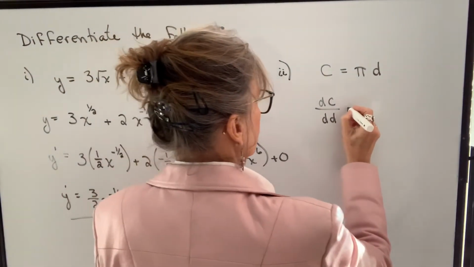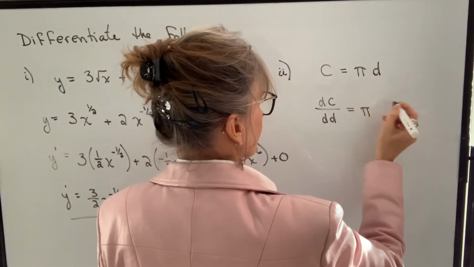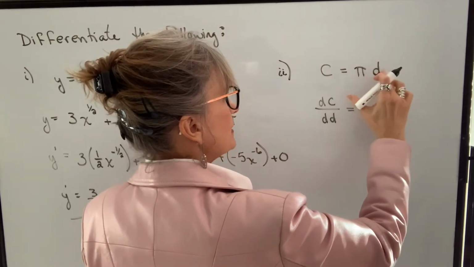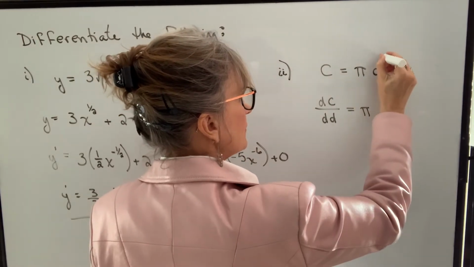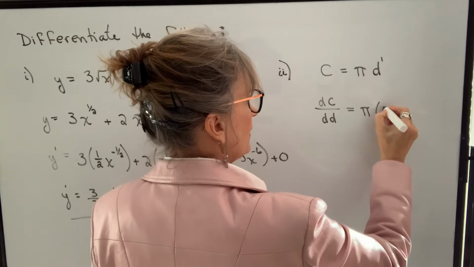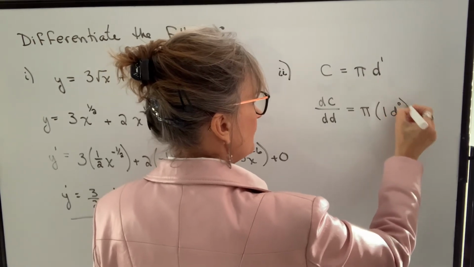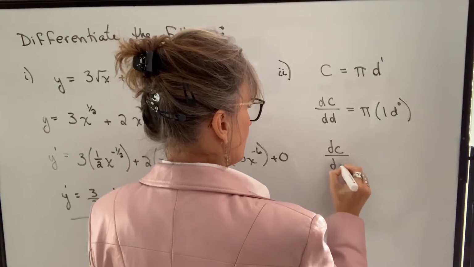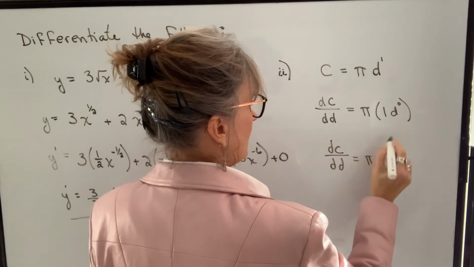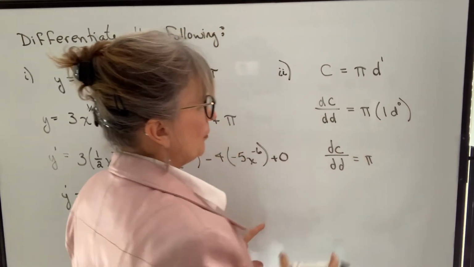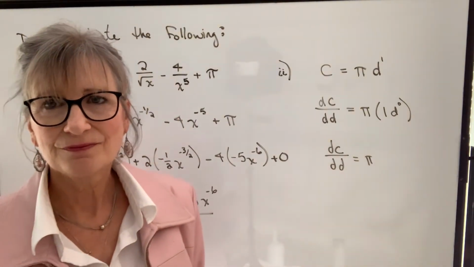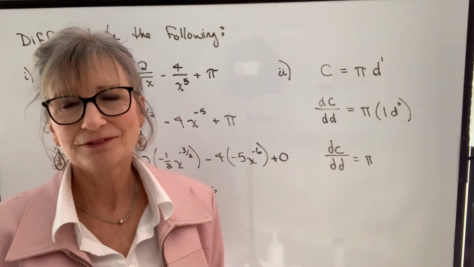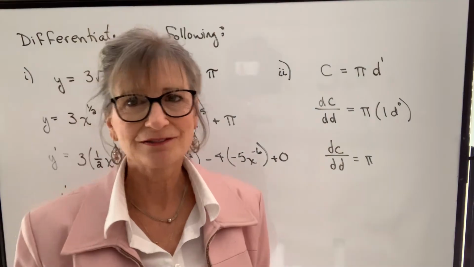When I do that, I'm going to get pi times the derivative. This is d to the 1, so the derivative of that is 1 d to the 0. So the derivative of the circumference with respect to the diameter will be pi times 1. That would be the rate of change. That would be the derivative. Let's take a look at some more.